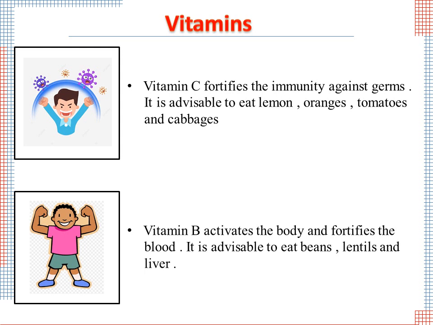Vitamin B activates the body and fortifies the blood. It is advisable to eat beans, lentils, and liver. So, vitamin B is important for our blood. Its source is beans, lentils, and liver.